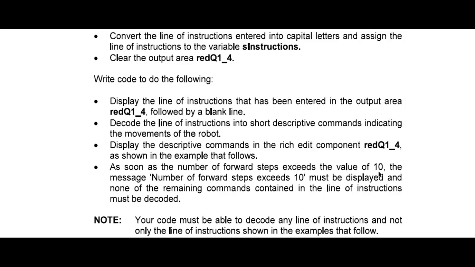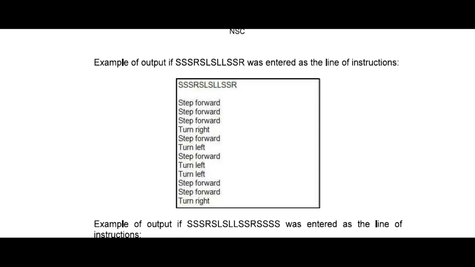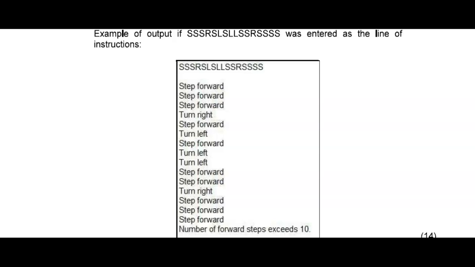And remember, for this question, if you are going to use a for loop, you might be making a mistake because we are not allowed to exit a for loop. We're not allowed to use exit in any loop. You have to use a Boolean value to make that loop stop once you need it to stop. The first example here does not have over 10 forward steps, so this should run without having to make your loop stop. This example will have to stop on that last S and say number of forward steps exceed 10.